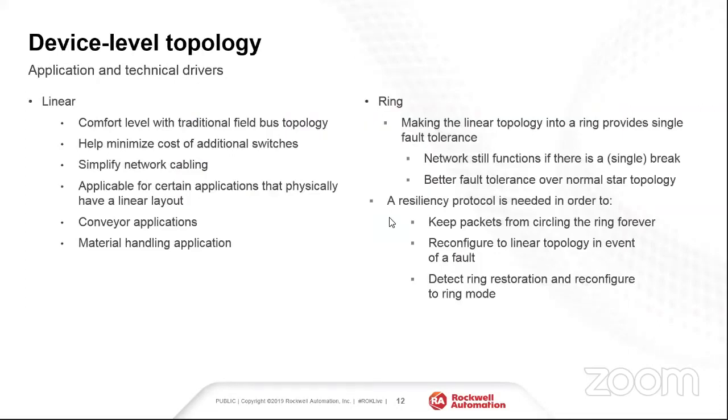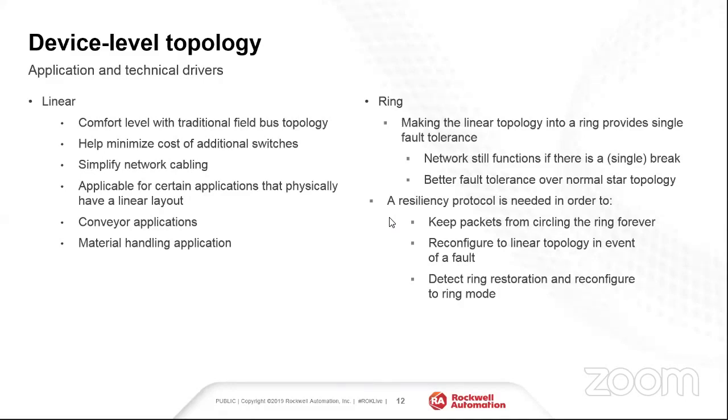Now with device level topology, as far as applications, you have your linear topology, which is very traditional field-based technology. It helps minimize the cost, as I was saying. It was on the right end of that graph. It's a very simple network with very simple network cabling. It's applicable for certain applications that physically have linear layouts, like a very narrow facility, or conveyor applications. If you're running conveyor belts, those are very linear, straight lines, a lot easier to handle. Also material handling applications.